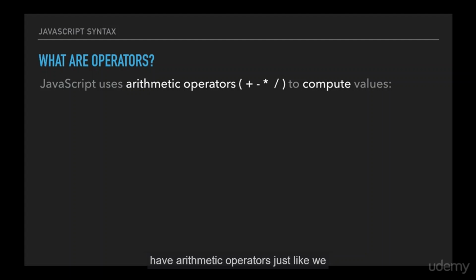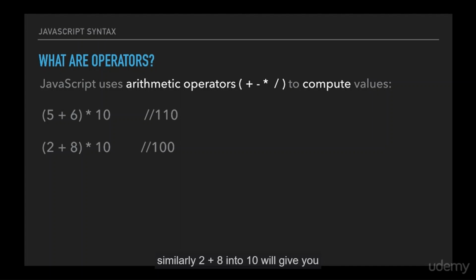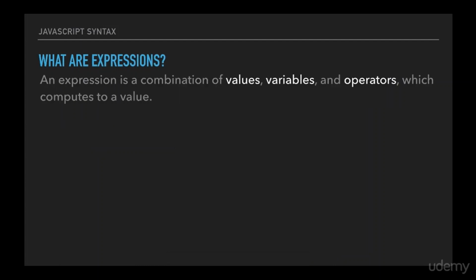Now, we also have arithmetic operators just like we have in mathematics. We already saw that we assigned values. We can also compute values using these arithmetic operators. For instance, 5 + 6 * 10 is nothing but 110. In this example, you can see that I have used two arithmetic operators, which are a plus sign and a multiplication sign. Similarly, 2 + 8 * 10 will give you 100. So these are arithmetic operators that are used to compute values.